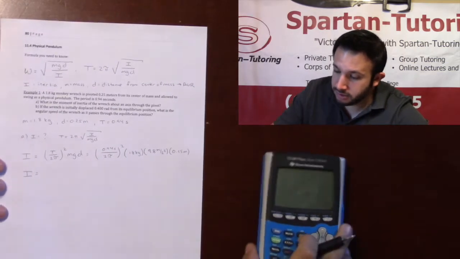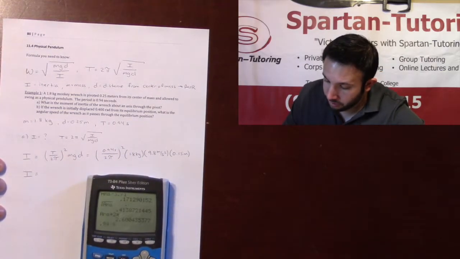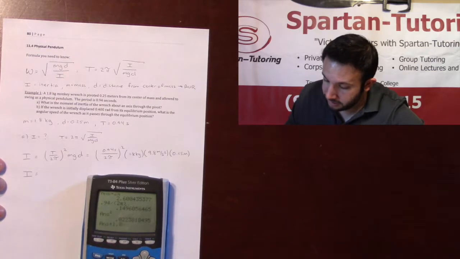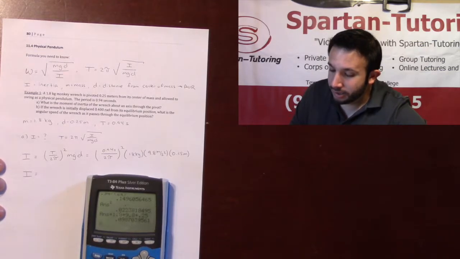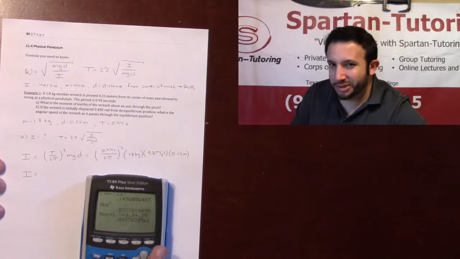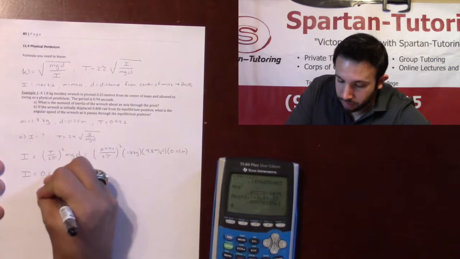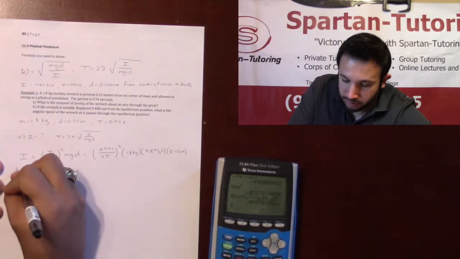And so for the moment of inertia I would take the 0.94 divided by 2 pi, and then we're going to square that, times 1.8 times 9.8 times 0.25, and you get 0.09, we'll go with 0.01. So 0.01 kilograms meter squared.